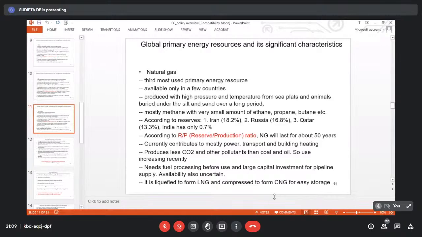Another issue is that oil storage and supply is comparatively easier because it's liquid. But gas storage needs additional effort, because you have to store it at high pressure, either in the liquid form or in the compressed natural gas form.